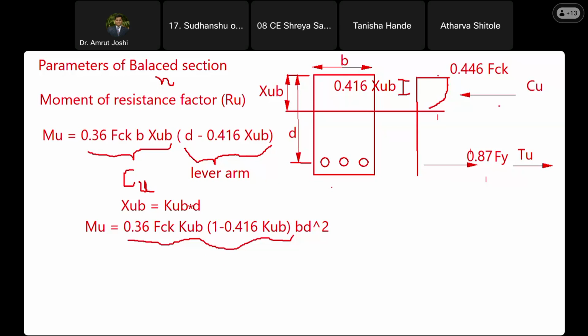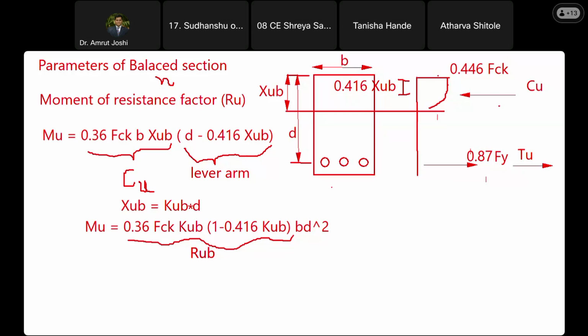RUB, which is nothing but neutral axis factor for balance section. And then for various grades of steel and for various grades of concrete, we have computed the value of this neutral axis factor. Are you with me, Shreya? Okay. So you already have the table which reports the value of this neutral axis factor for various grades of steel and concrete. So let us quickly look at the unit of RUB.